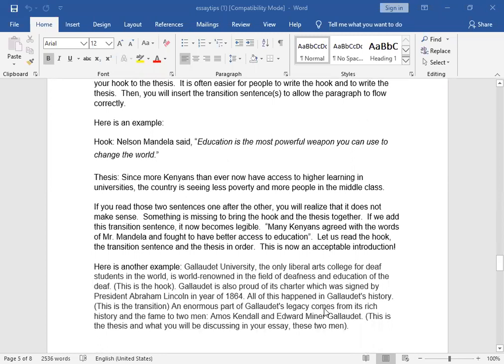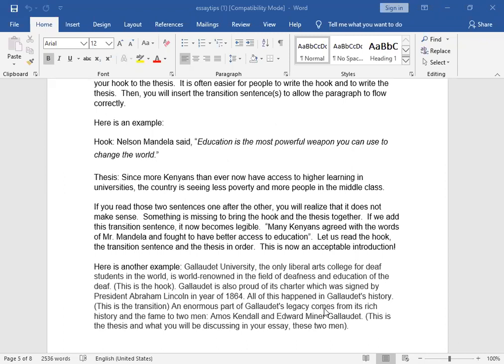Here is another example. Gallaudet University, the only liberal arts college for deaf students in the world, is world renowned in the field of deafness and education of the deaf. This is the hook. Gallaudet is also proud of its charter, which was signed by President Abraham Lincoln in the year 1864. This is more of an old story. All of this happened in Gallaudet history.